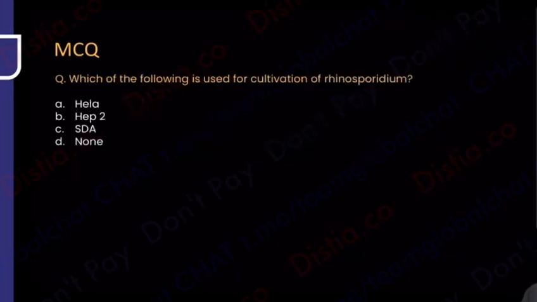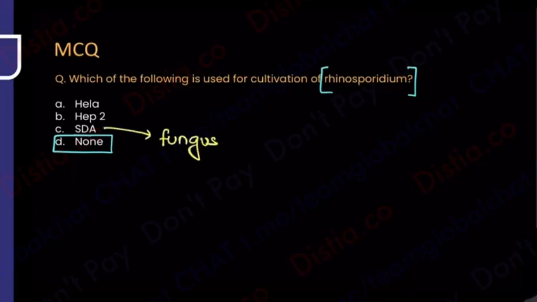Coming on to the next question. Which of the following is used for the cultivation of Rhinosporidium? I hope you remember I told you again and again, when I'm talking about Rhinosporidium, it cannot be cultivated. None of the above is going to be the answer. It is not cultivated. And please remember, what are the others written? SDA. SDA is for any fungus. I hope you all know by now. That is the chapter that we are reading.